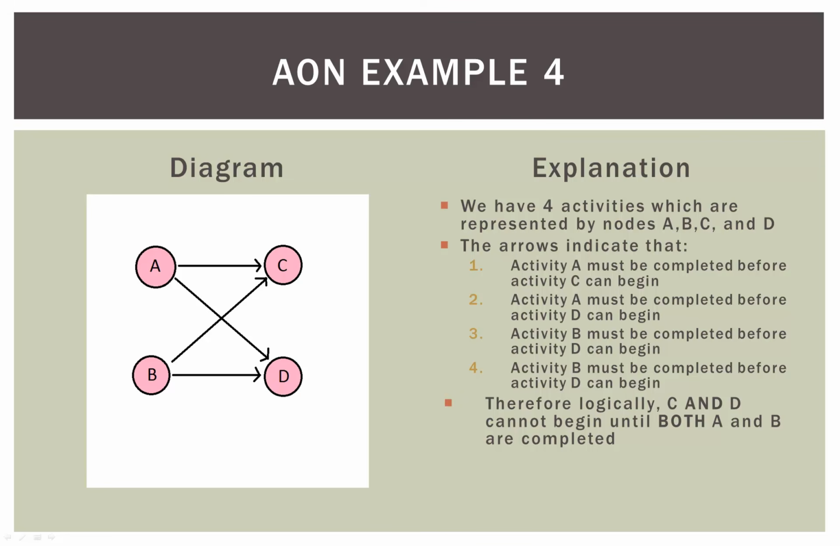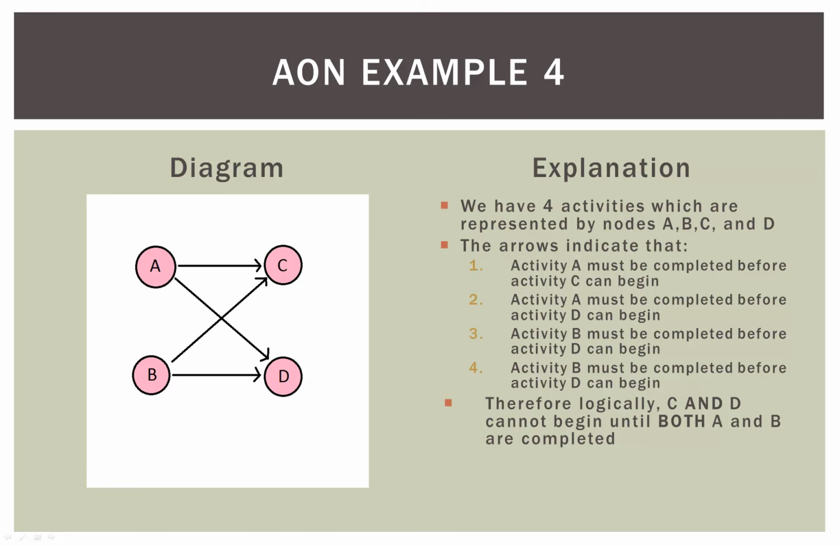Now, because A is a predecessor of C and D, and B is a predecessor of C and D, C and D cannot begin until both A and B are completed. Let's think about that again just for a minute. Let's say we get done with A before B.